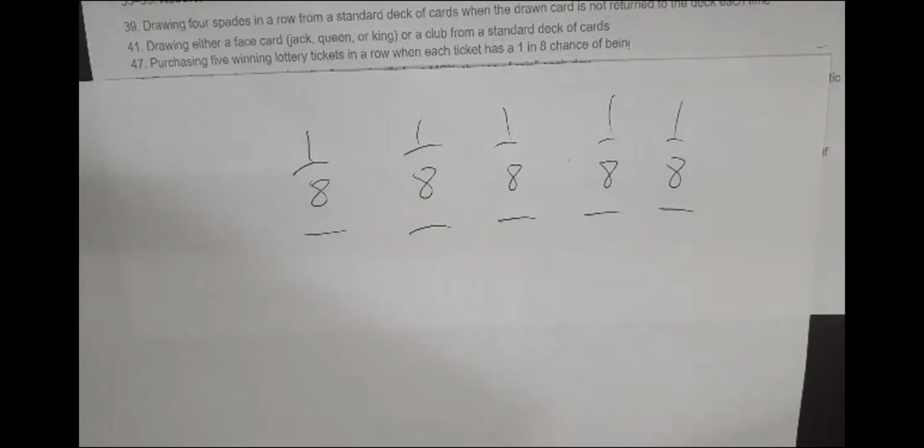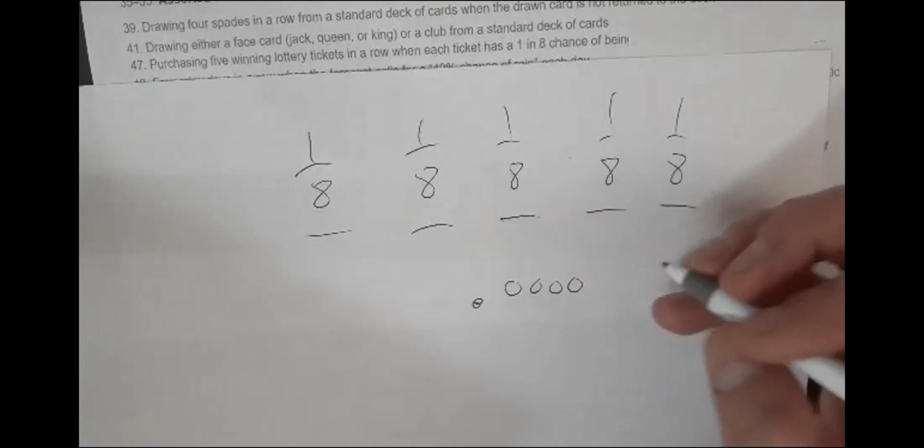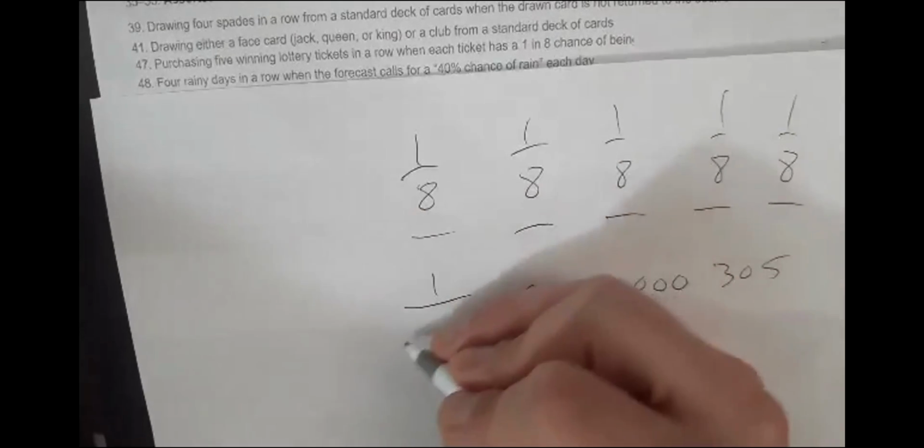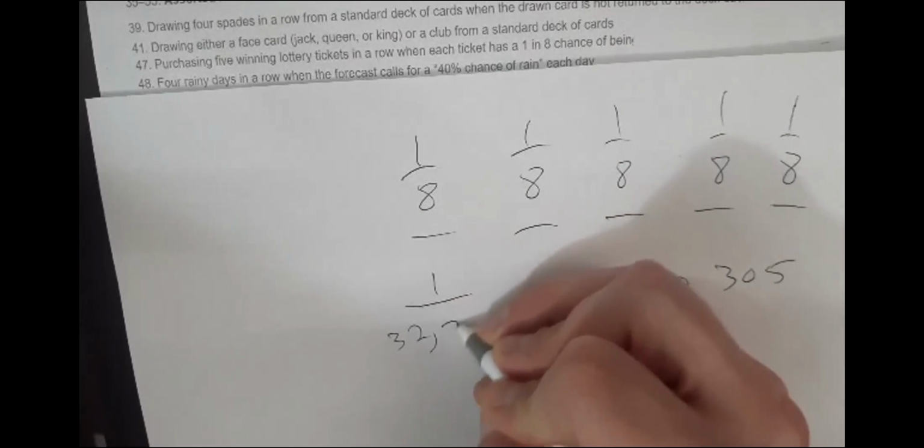Which is a really small number. Point, and it's giving me 4 zeros. 1, 2, 3, 4, 305. Somewhere in this ballpark is what I'm getting from this thing. This is what, 47? 8 to the 5th is 32,768. So they did 1 out of 32,768 is this is going to happen.